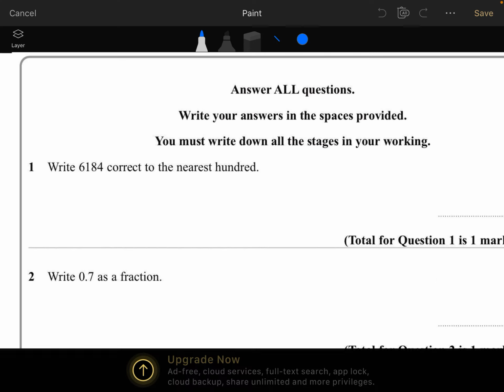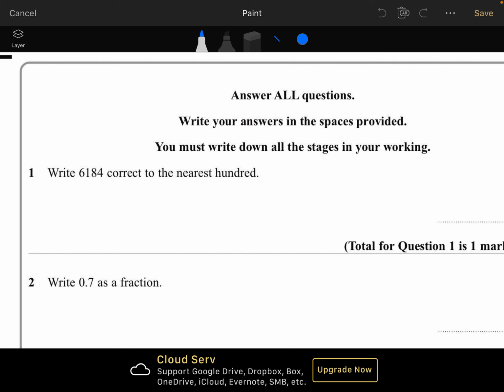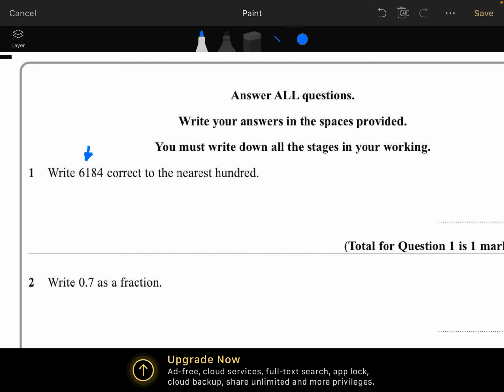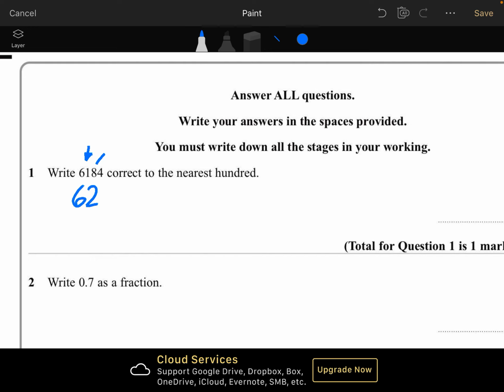So question 1 says, write 6184 to the nearest 100. That's 6,184. To the nearest 100 means this column, we write up to this column and then we write zeros. And it could be 6,100, but because we've got the 8 here, it means we round up. So this is 6,200.